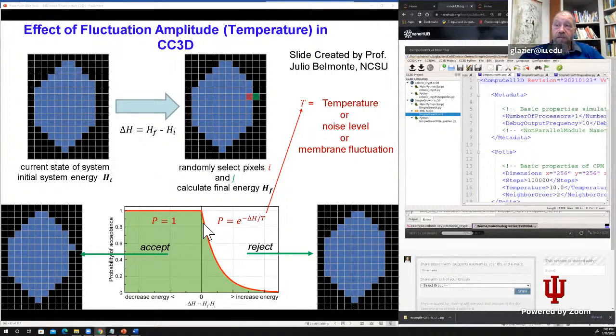The key scaling factor for this curve, as I reduce my probability, is T, the fluctuation amplitude, that determines how big an unfavorable event I can accept.